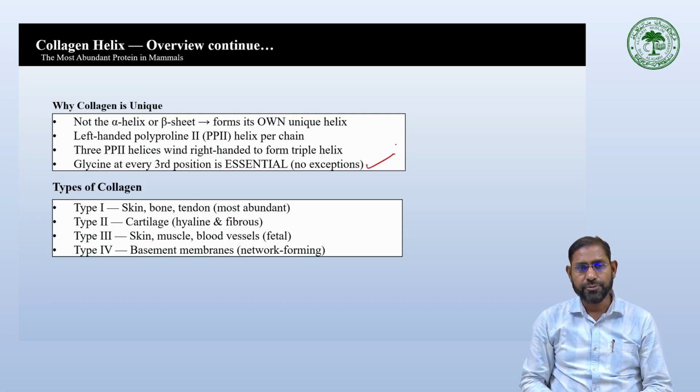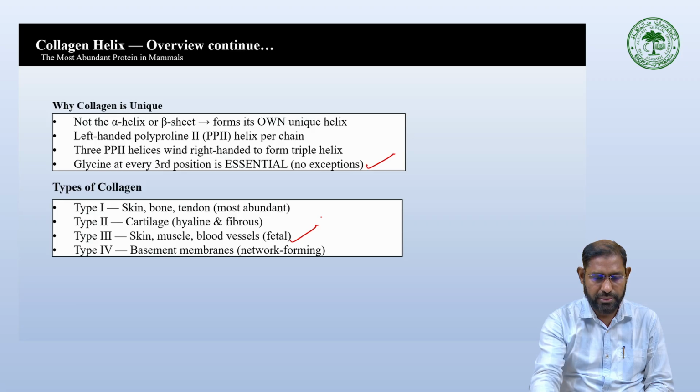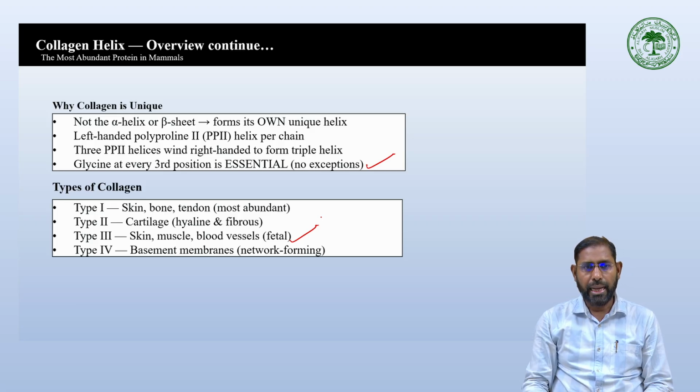There are four main types of collagen. Type 1 is mainly found in skin, bone, and tendons, and is the most abundant. Type 2 collagen is found in cartilage, like hyaline and fibrous cartilage. Type 3 collagen is in skin, muscles, and blood vessels, especially fetal blood vessels. And type 4 collagen is in the basement membrane, which gives strength and is network forming.